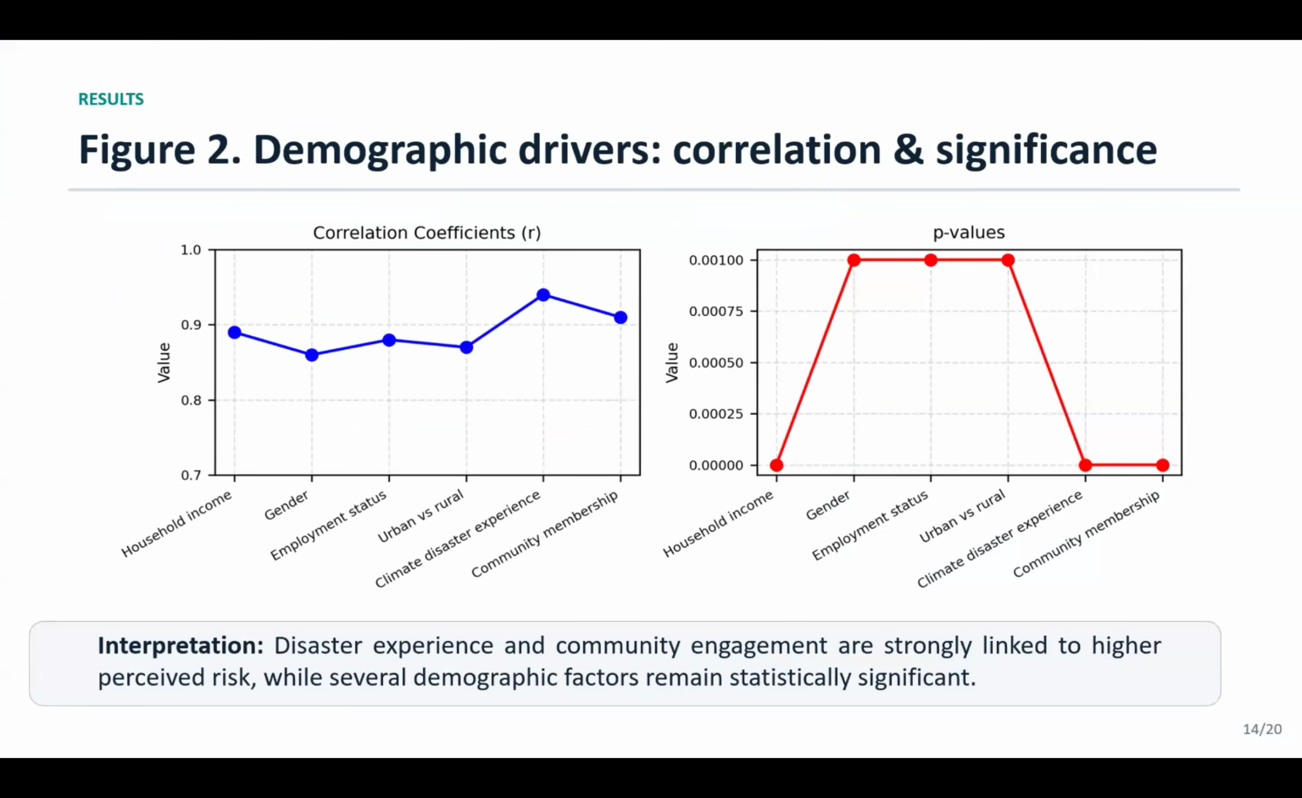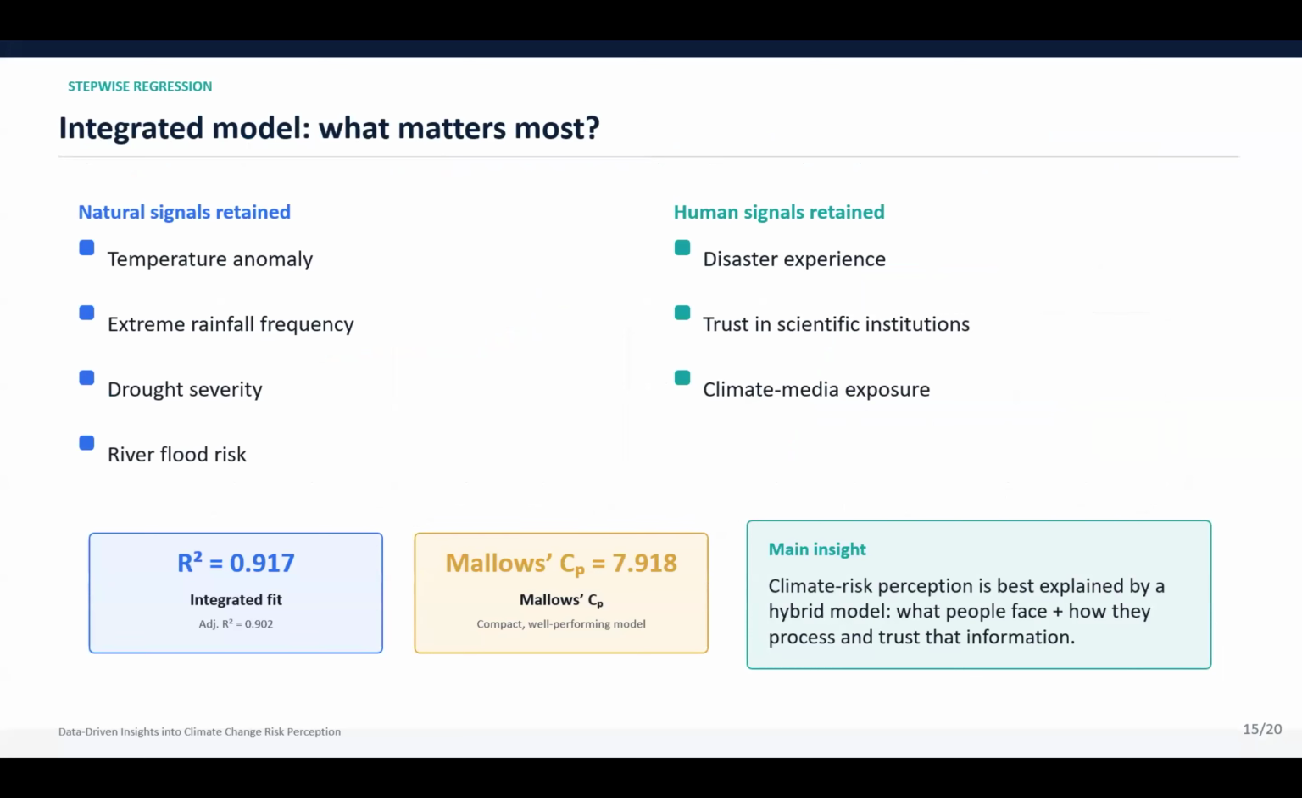If we discuss the figures, this pattern is strong and meaningful. This confirms climate risk perception using the p-values and correlation coefficients. If policymakers want to understand public concern, they must look beyond physical exposure and also consider the social and experiential background through which people interpret climate information. Finally, we apply stepwise regression. Among the natural drivers, we retain temperature anomalies, extreme rainfall, drought severity, and river flood risk as the strong predictors for natural signals. From the human side, we retain the predictor disaster experience.